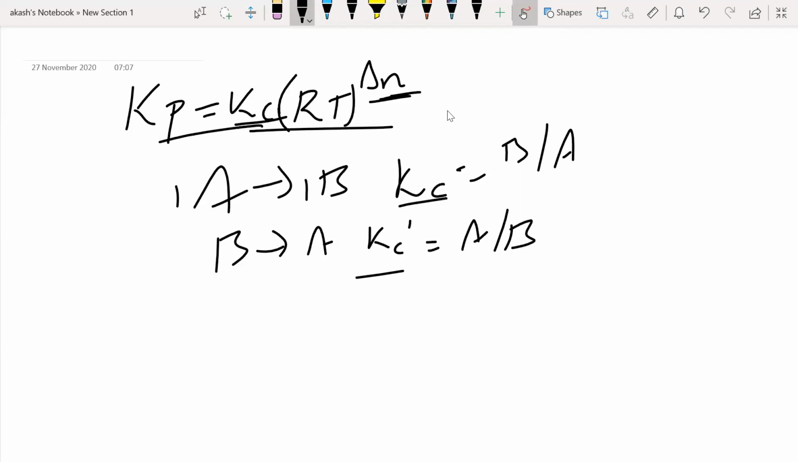Kc dash is equal to Kc to the power n? Look at this: Kc is B by A, Kc dash is A by B. So what is the relationship? It's the reverse of each other. Reciprocal, right? The perfect term to use is reciprocal. So this is the first operation. Whenever you reverse a reaction, the equilibrium constant of the first reaction becomes the reciprocal of the second. In any case where you reverse a reaction, Kc dash will be equal to 1 by Kc.